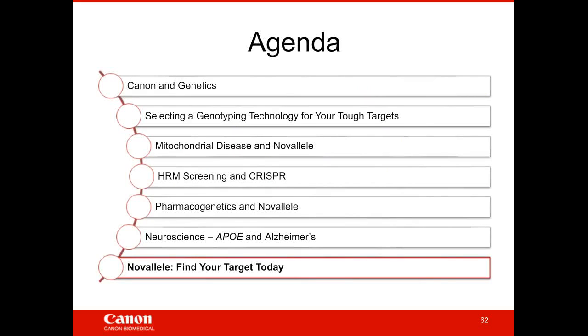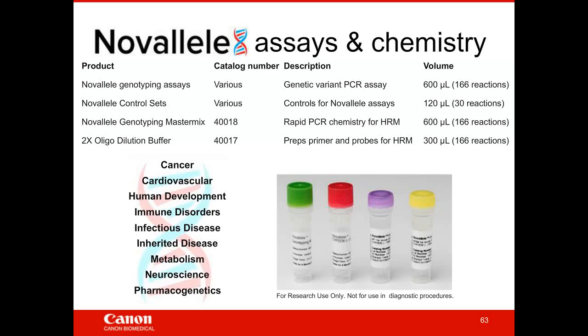Before I conclude, I would like to quickly show you how you can find your target of interest today. This slide here breaks down the products that are offered in the Novallele portfolio that I've discussed. I want to quickly mention that if you have your own primers and probes, you can pair them with our Novallele Genotyping Master Mix and Oligo Dilution Buffer to implement the fast, high-speed chemistry I spoke about today.